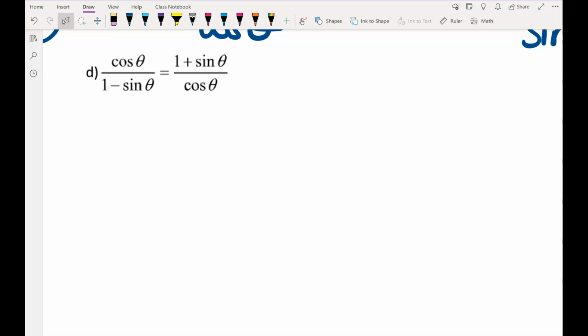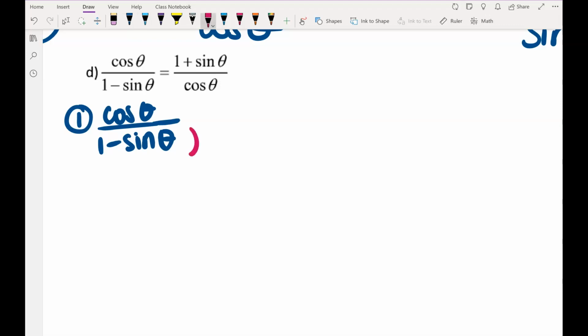All right, who wants to give this a shot? Sure, Cami. Step number 1. Which side? Left, so I'm going to write that one down first. 1 minus sine. Okay, and then what did you do next? I multiplied by the conjugate. Yes, conjugate. Sounds good.